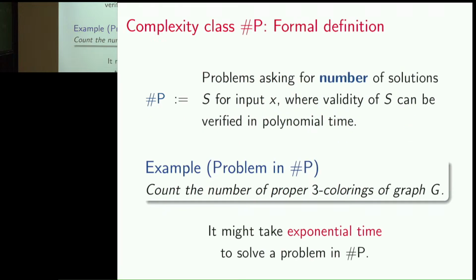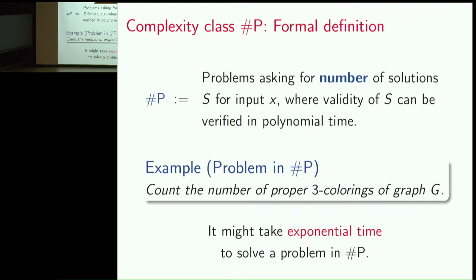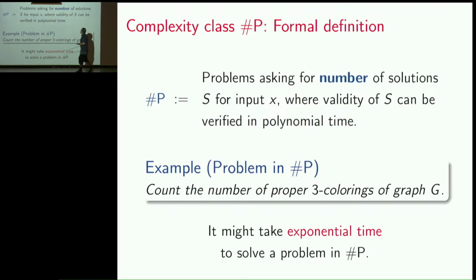And sharp P, we are asking a similar thing, except that instead of asking for the existence of a solution, we are asking for the exact number of solutions. So in this case, a problem in sharp P will be to count the number of proper colorings of a given graph.